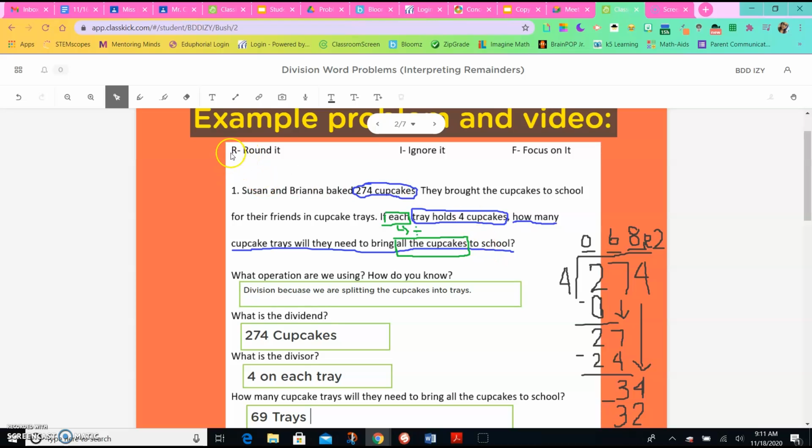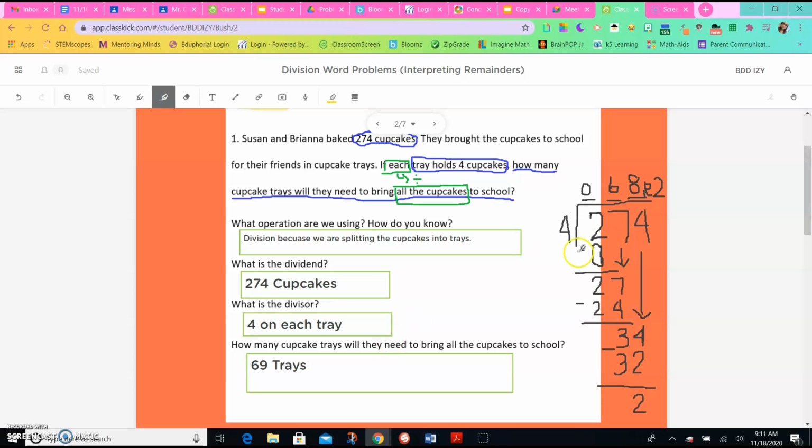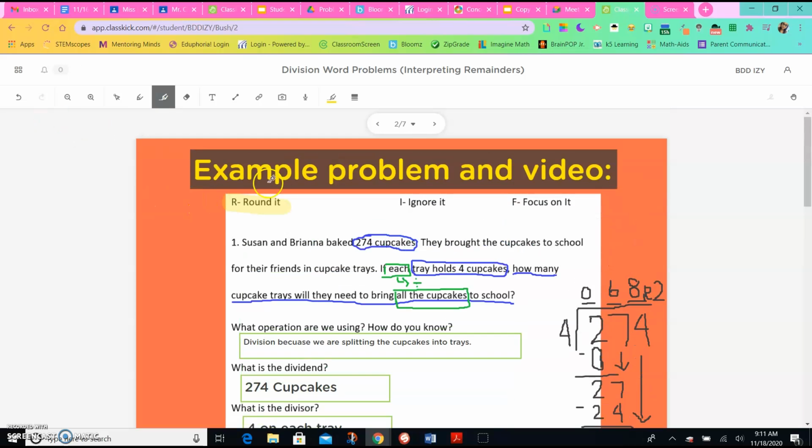So coming back up, did I round it by adding 1? Did I ignore it, or did I only focus on the remainder? In this example, I rounded. So you can highlight it, you can circle it, I don't really care what you do. But this one, I rounded. I rounded up because I needed to bring all of the cupcakes to school.